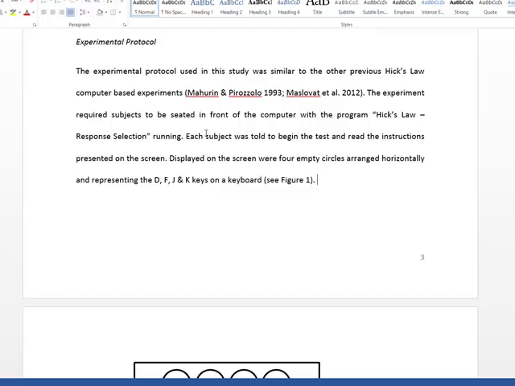The final statement there says justified methodology selected using research-based evidence. Essentially, this first statement: the experimental protocol used in the study was similar to other previous Higgs law computer-based experiments. And then I've got a reference placed in there. What that's saying is that I didn't just decide out of nowhere and make up this complete experiment that's based on nothing. What I'm saying is that the experiment that I'm using in some way has been validated in other research, at least a similar study.